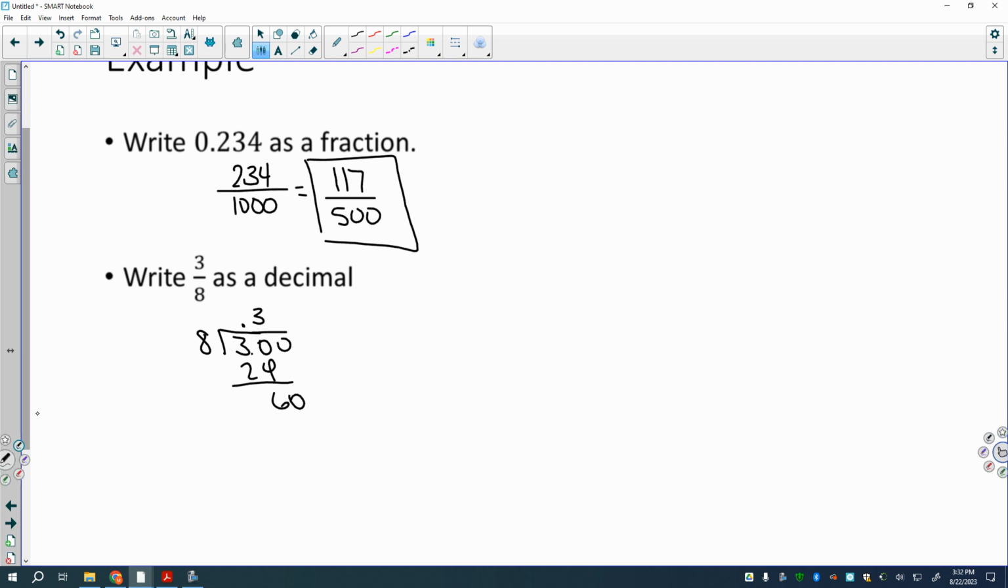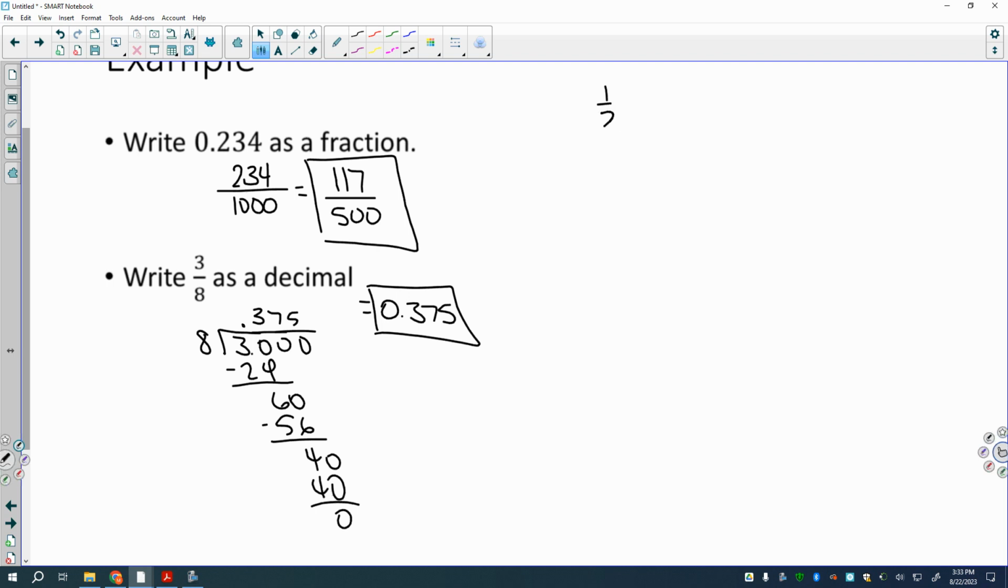8 goes into 60 7 times. That's 56. Subtract, that's 4. Bring down another 0. 40. 8 goes into 40 5 times. And that works through there. So 3/8 as a decimal is 375 thousandths.